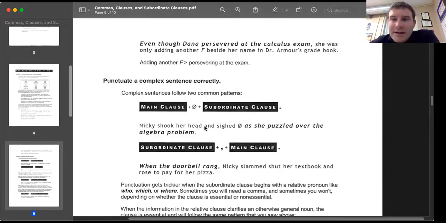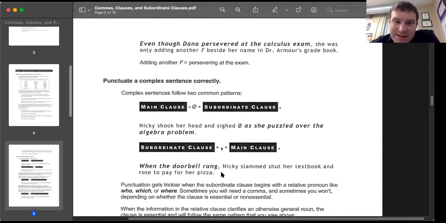If the main clause, the one that is the most important, the one that does not have a subordinating conjunction, appears at the beginning, then you don't have to have a comma. However, if the subordinate clause, the one with the subordinating conjunction, appears at the beginning, then you need to have the comma. That is the deal.